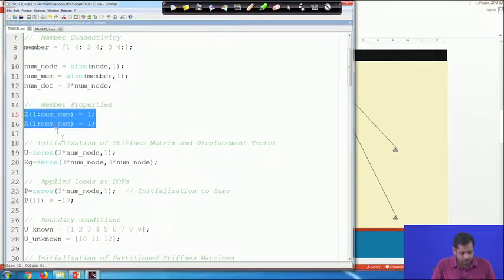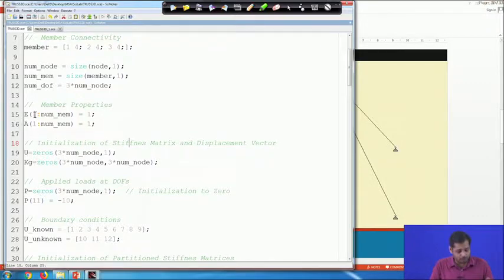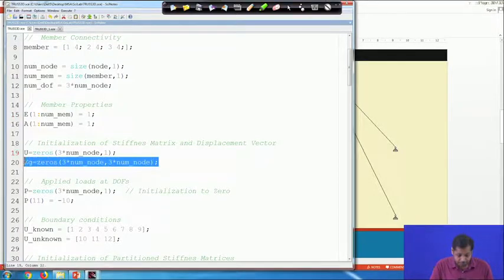This is member property. Please note that E and I are essentially vectors. For demonstration purpose, let us assume they are 1, but you can have different values depending on the member property, and we have to change the corresponding element in that vector. This is the initialization of the displacement vector and the stiffness matrix. The size of the stiffness matrix will be 3n by 3n.